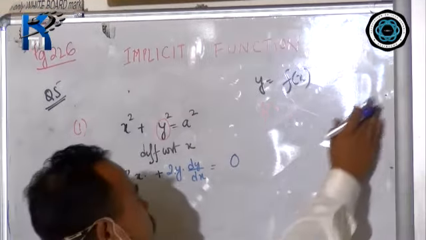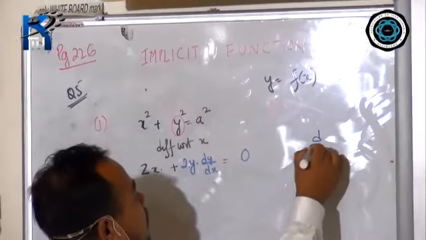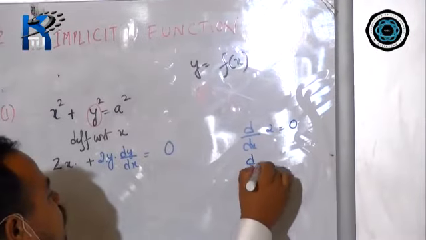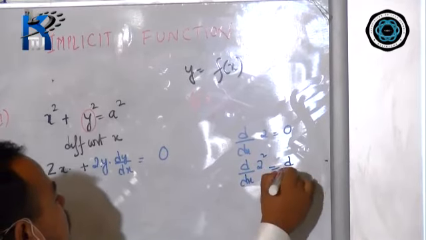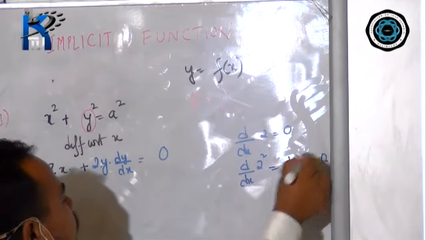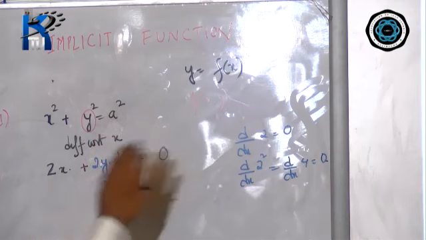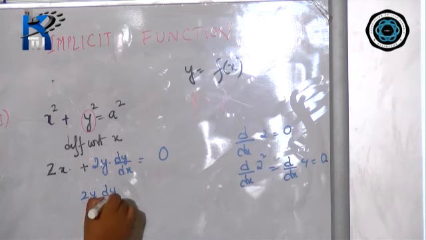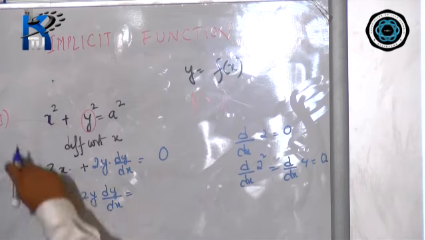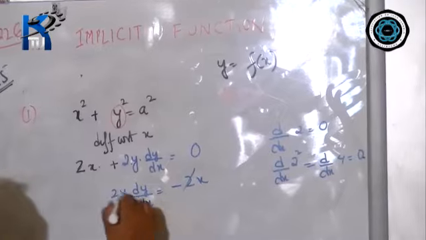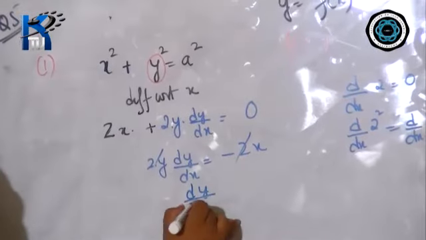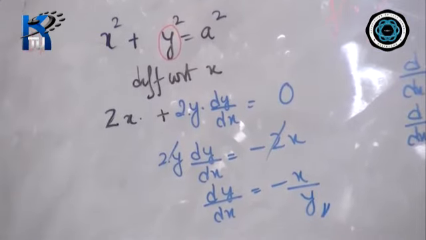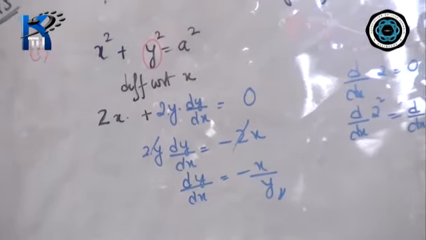Most of the students tend to get confused with this. Now see, differentiation of 2, you know it's a constant, so 0. So differentiation of 2 square. What is 2 square? Isn't 2 square 4? So differentiation of 4 is also 0. That's why differentiation of a square is 0. So get the value of dy by dx. You get 2y dy by dx equal to minus 2x, since plus 2x goes to the other side and becomes minus 2x. 2 and 2 get cancelled. So what is the value of dy by dx? It is minus x by y. This is how you differentiate an implicit function.